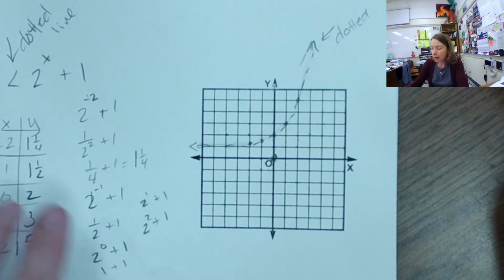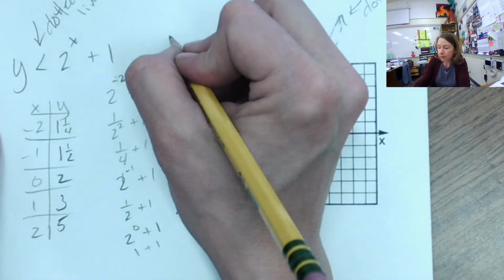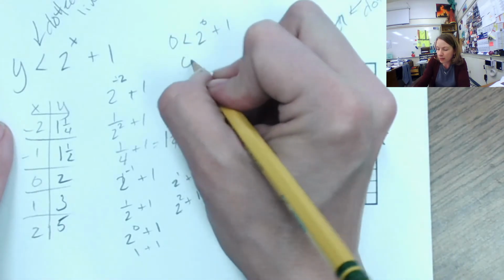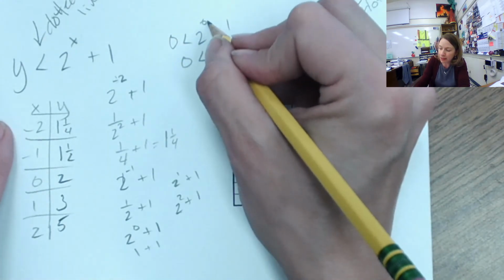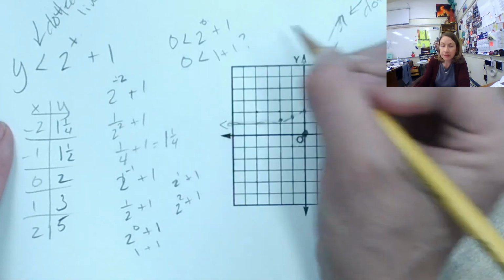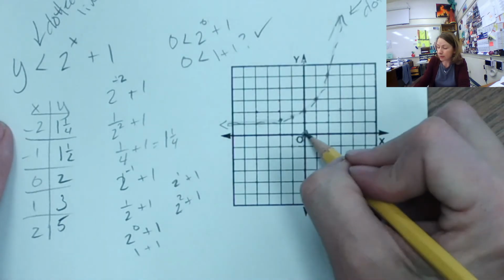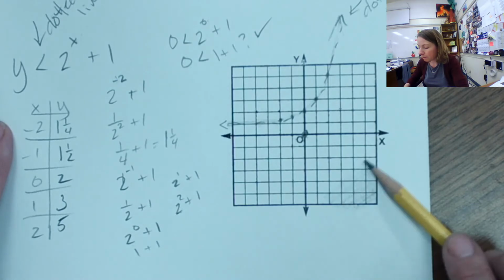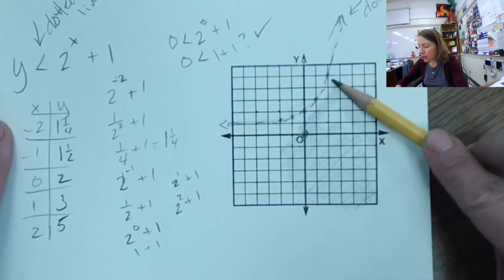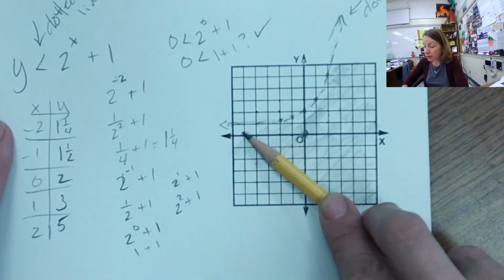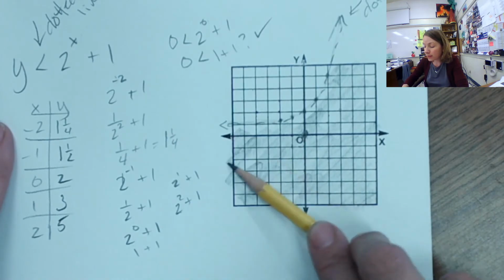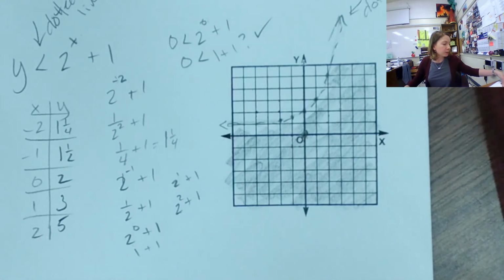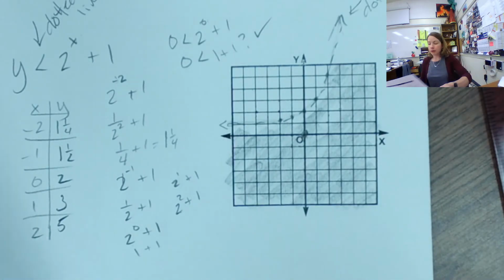So if I plug in 0, 0, I've got 0 is less than 2 to the 0 plus 1. So is 0 less than 1 plus 1? And yes, it is, right? And so if I shade this side, notice I'm shading the entire extra piece. I just have everything but that one little corner that's been taken out there. Okay? So this one is pretty straightforward.